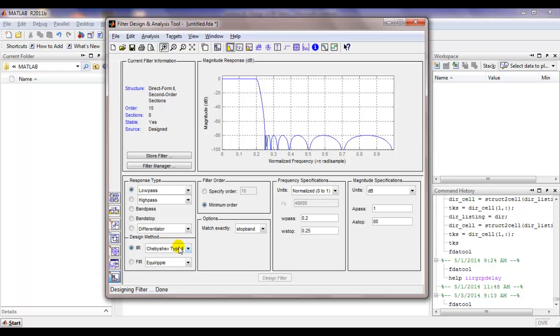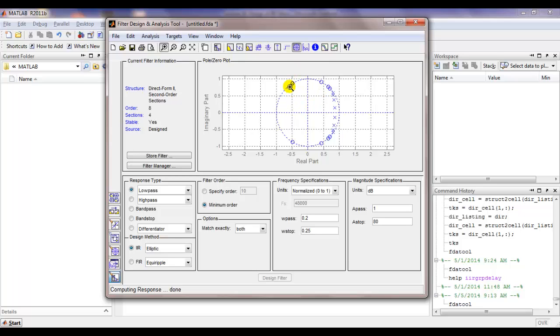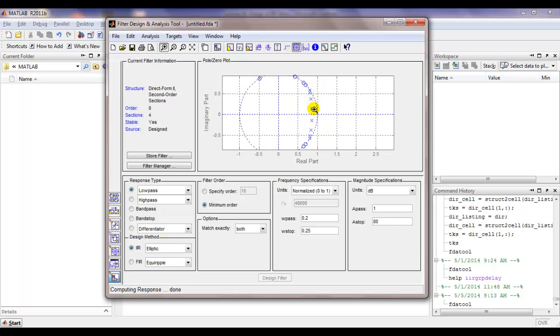Okay, now the same specification, let's go to the elliptic filter, and again let's pay attention to the order of the filter. And if I press the design, you see that the order from Chebyshev has gone down by roughly a factor of 2. You are now looking at an order 8 filter. So let's verify that. You have 1, 2, 3, 4, 5, 6, 7, 8 poles. So you have order 8 filter. Okay.